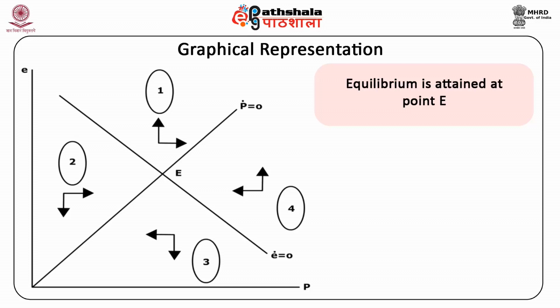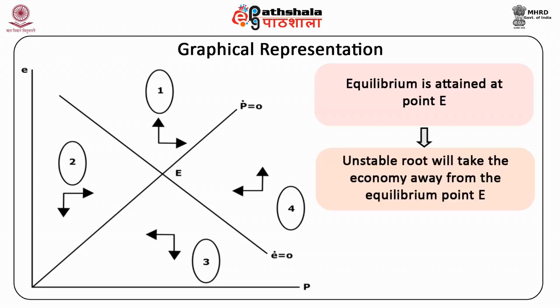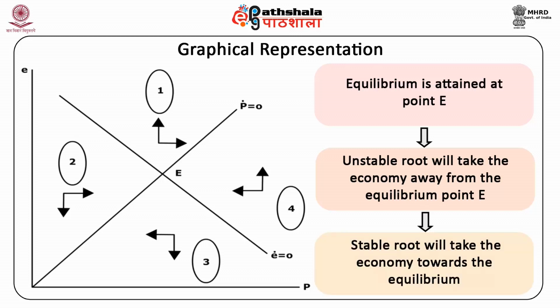As mentioned in the previous section, there are two routes to the system. The unstable route will take the economy away from the equilibrium point E. This route will come up if the economy lands up in section 1 or section 3 of the cross shown in the figure. The stable route will take the economy towards the equilibrium. This route will come up if the economy lands up in section 2 or section 4 of the cross shown in the figure. Thus, one route is a convergent route and the other is a divergent route.